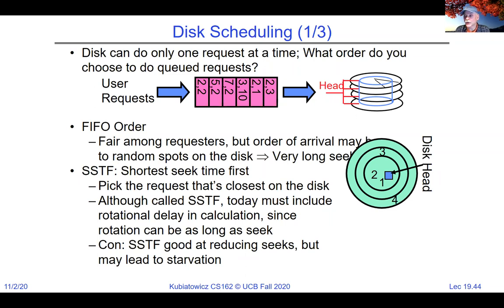Now this kind of goes back to our scheduling when we were talking about CPU scheduling, where we could end up with low priority tasks never getting any CPU. What's a low priority read? Well, a low priority read in this case is something that's far away in tracks relative to the continually arriving requests.